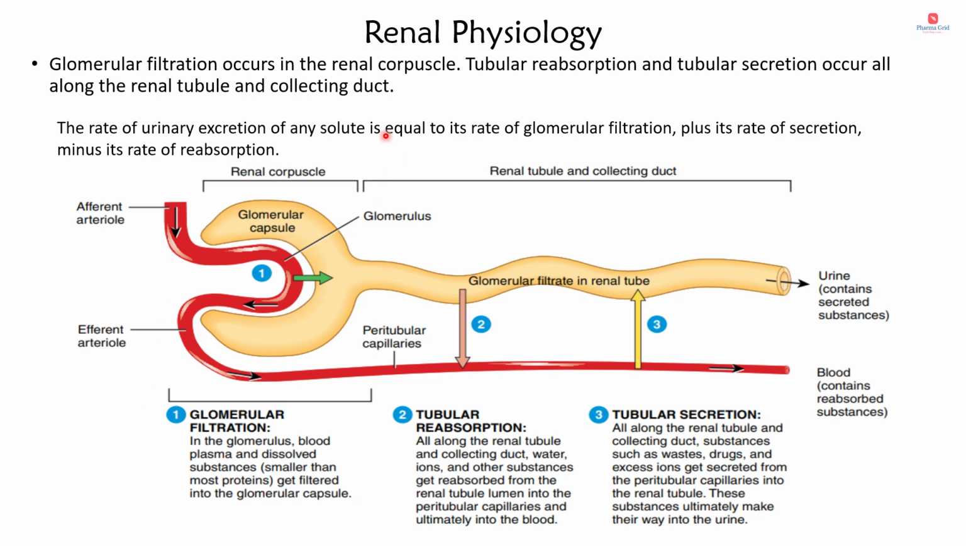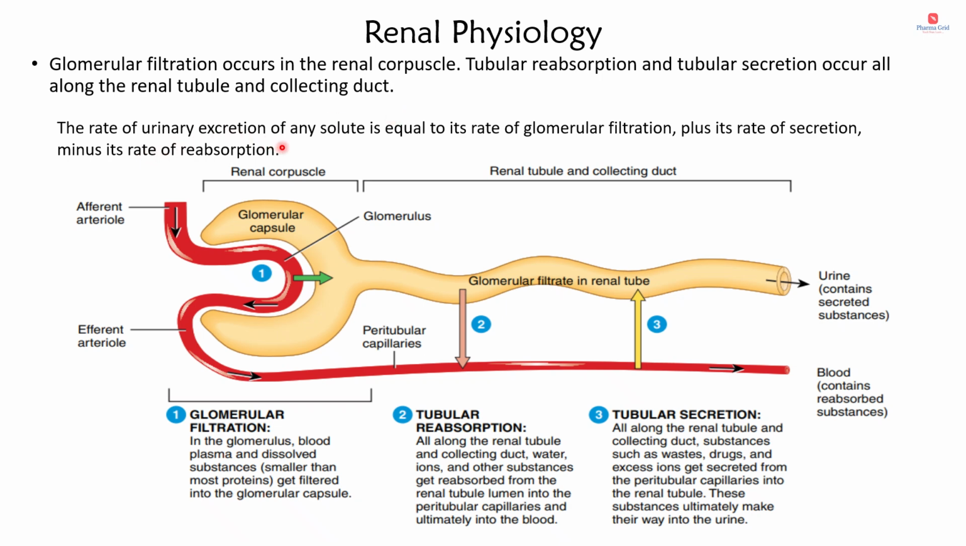Now we will move on to the physiology. So the renal physiology mainly involves three important points, that is glomerular filtration, tubular reabsorption and tubular secretion. The glomerular filtration occurs in the renal corpuscle, while tubular reabsorption and tubular secretion occur all along the renal tubule and the collecting duct.